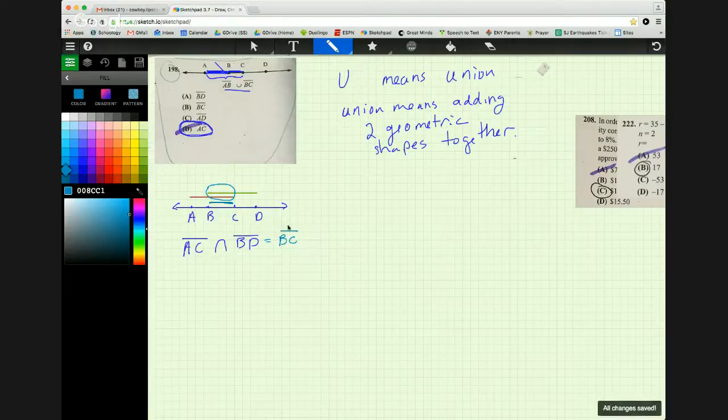Again, I'm just telling you this because of these two symbols: U means union, and the other one means intersection. Okay.